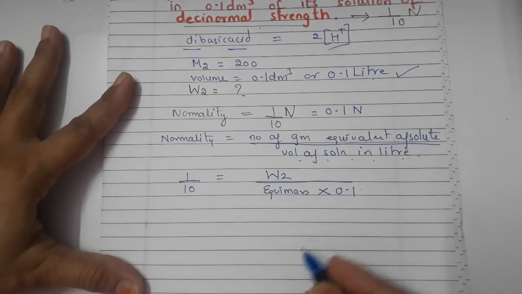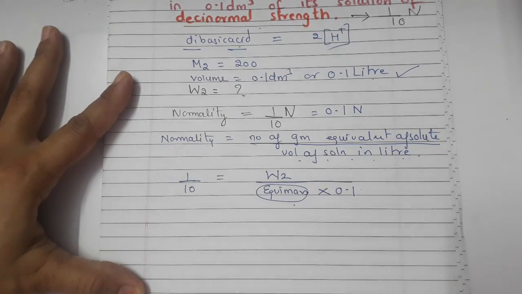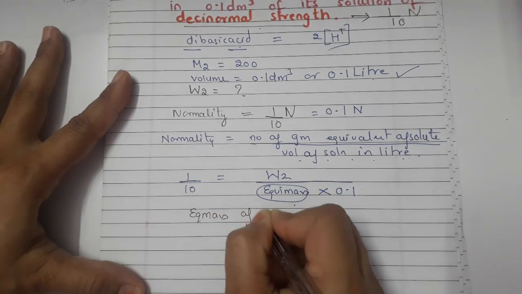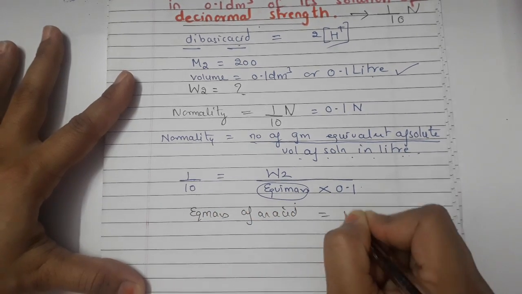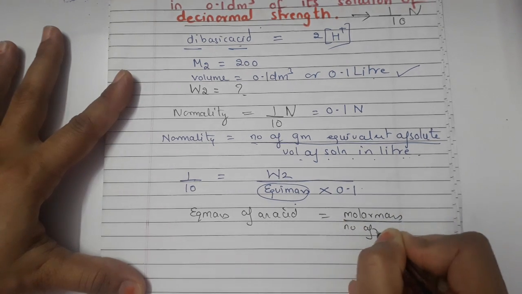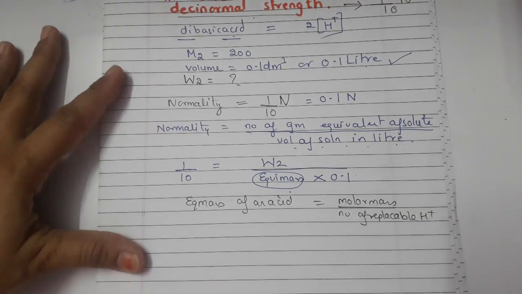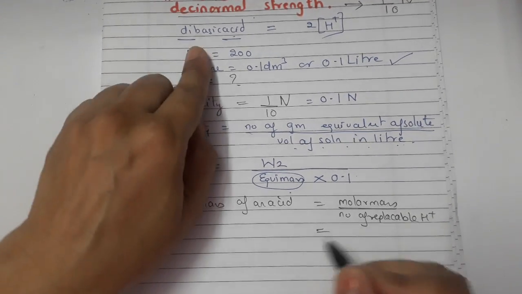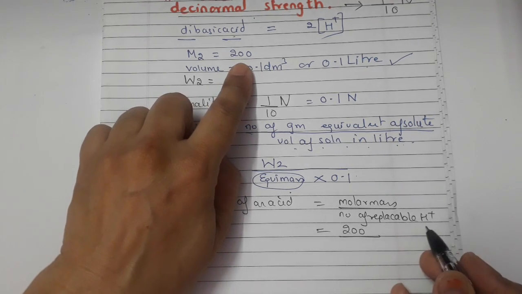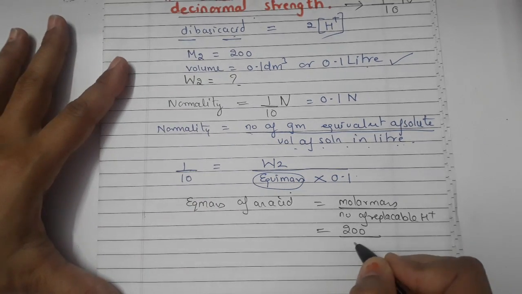Now the question is how to find the equivalent mass of a dibasic acid. The equivalent mass of an acid is equal to the molar mass of that acid upon the number of replaceable H plus ions. Molar mass is given, it is 200, and how many replaceable H plus are there? There are 2 H plus ions because it is a dibasic acid, so I will write 2.